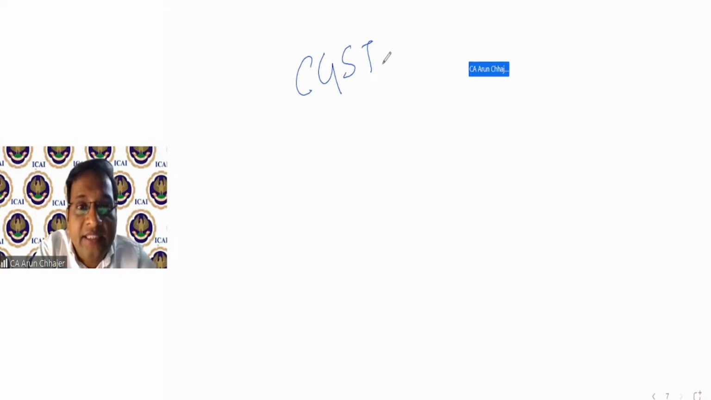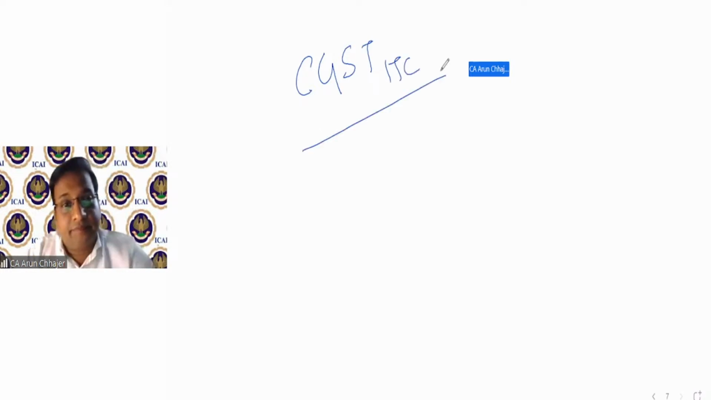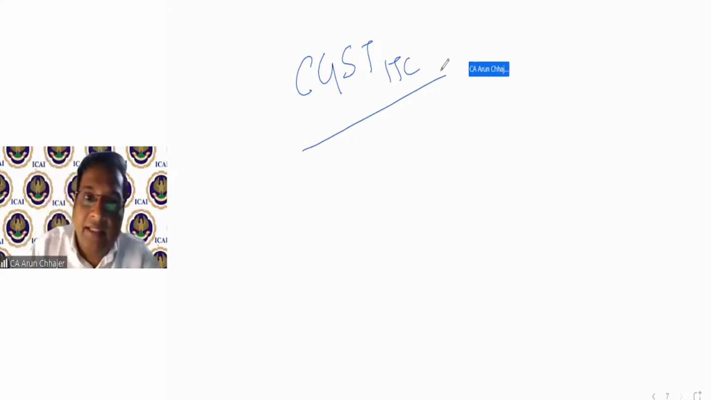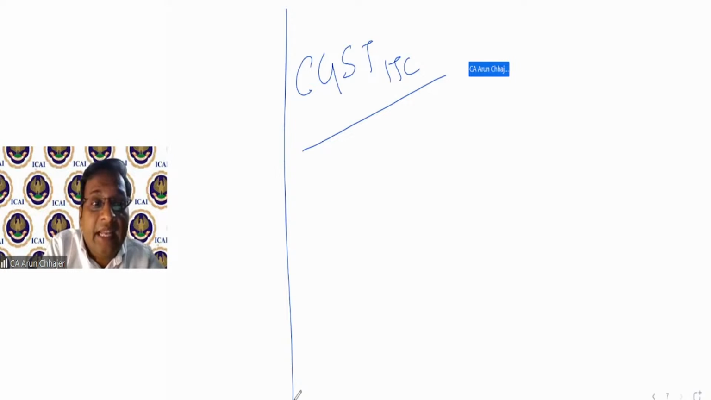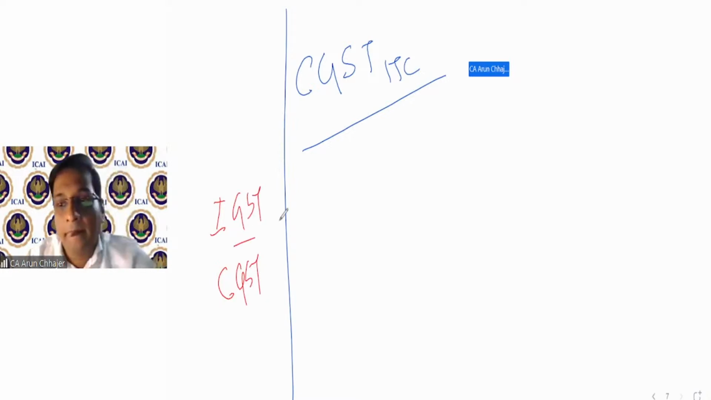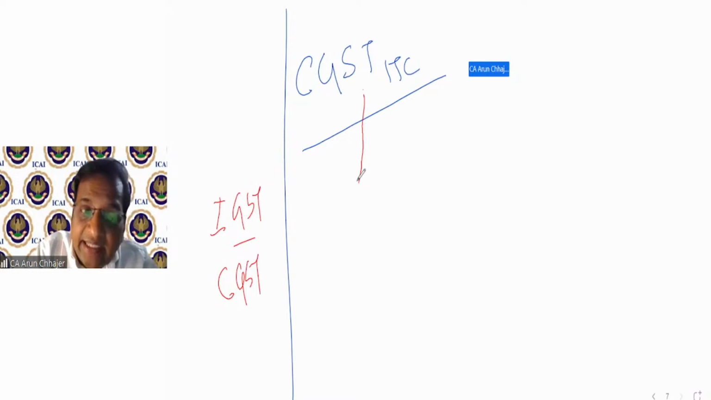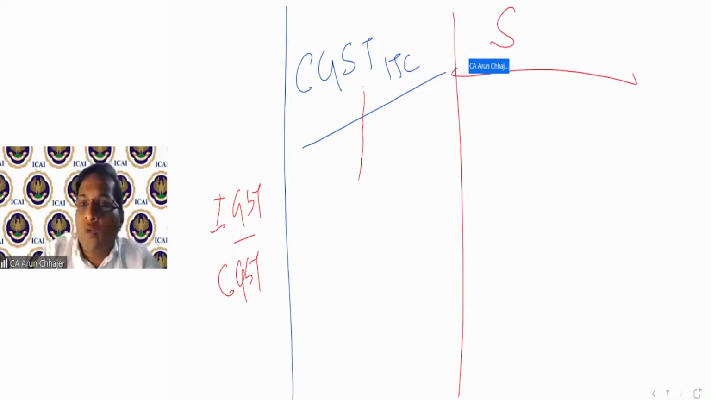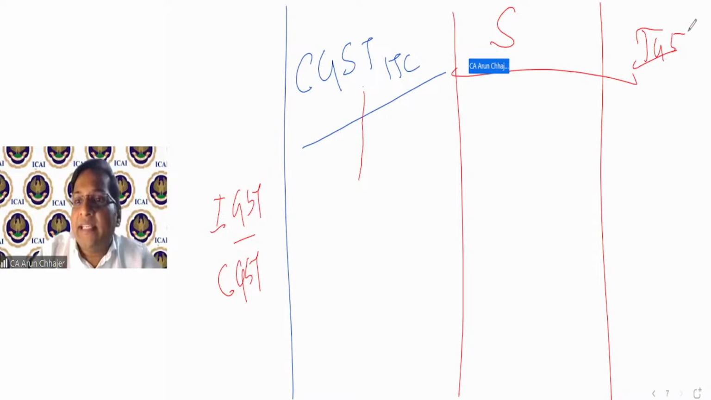In the next, let's say I'm asking one question. You have sufficient balance in the CGST ITC. Now, you have tax liability in IGST. You have tax liability in CGST. So, in CGST, there is no liability. There is no ITC in IGST. IGST का ITC 0 है.